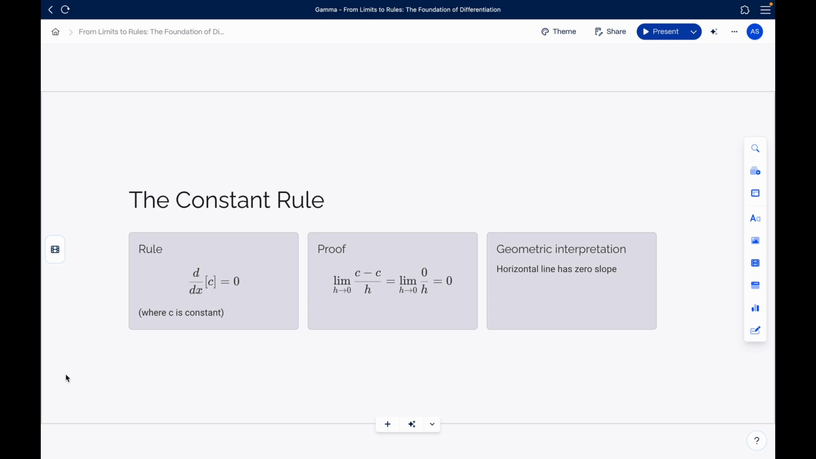This is actually one of the simplest things. The rule is d over dx of a constant c is equal to 0. The proof is that since c is equal to f of x and doesn't change no matter what x is, it's going to be c minus c over h, then 0 over h is just 0. And the geometric interpretation of this is that a horizontal line has no slope. That means the derivative is 0.